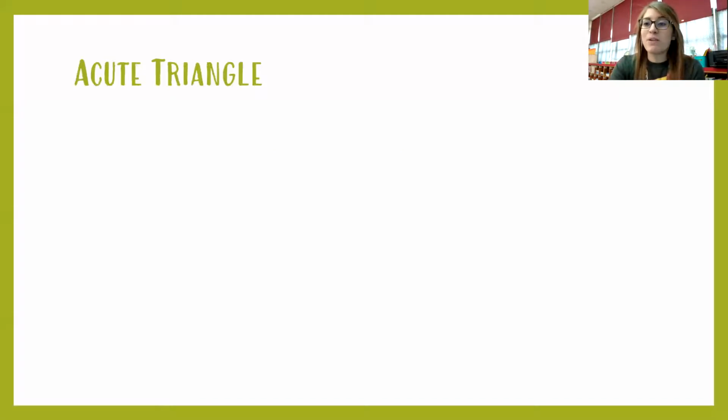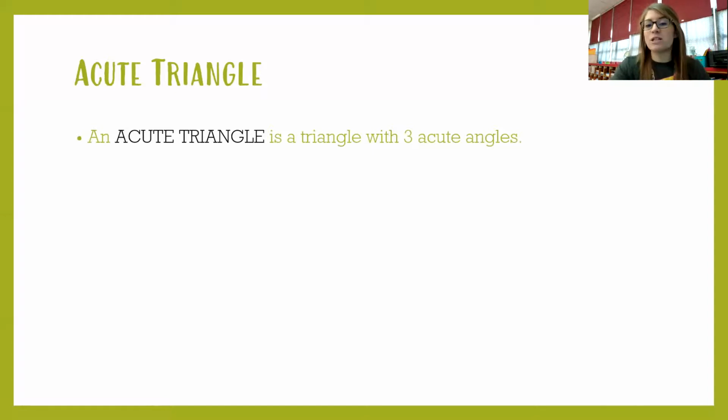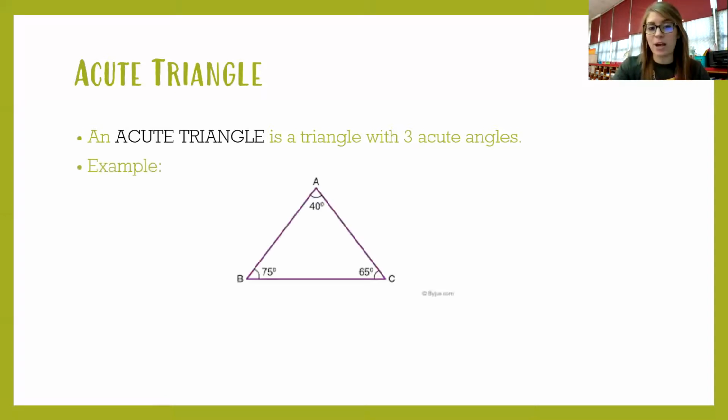And then, moving into triangles, we've got an acute triangle, which is just a triangle with 3 acute angles, and it looks something like this. Remember, acute angles are less than 90 degrees, so all 3 of these angles are less than 90, which means it is an acute triangle.